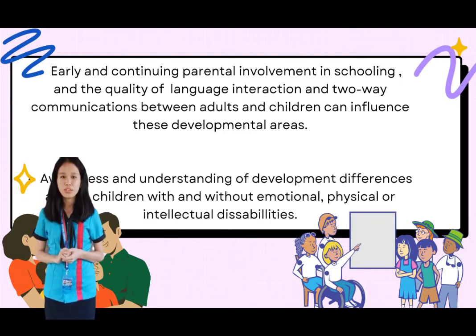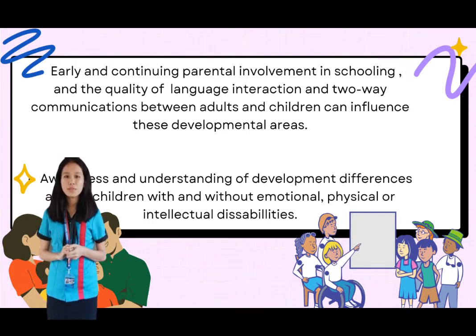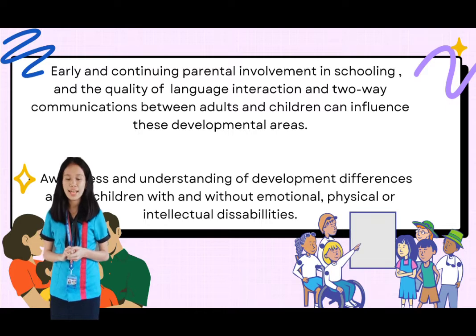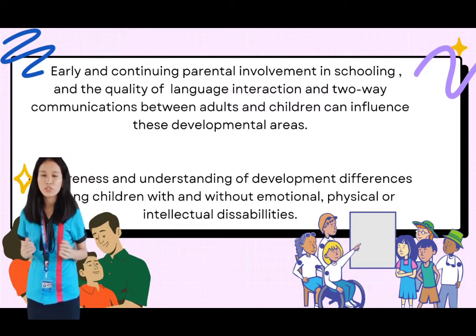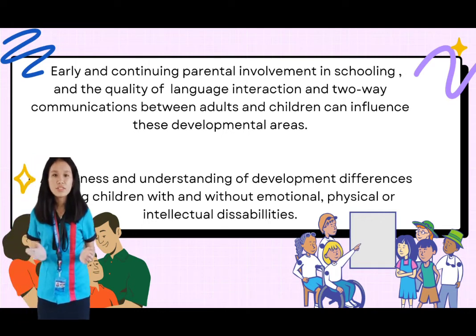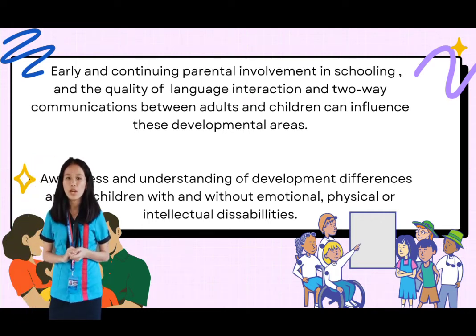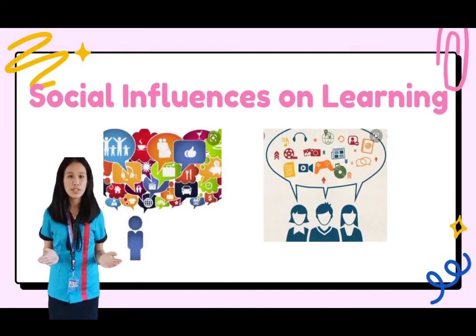This can be adapted by each learner and it can affect their individual way of learning. And the last one is the awareness and understanding of developmental differences among children with and without emotional, physical, or intellectual disabilities, which can facilitate the creation of a plain concept. For example, Mari is not good in oral participation or in class participation, but she is very excellent at writing essays or articles. This is their different way of developing their learning, and in that way, it makes the students unique.